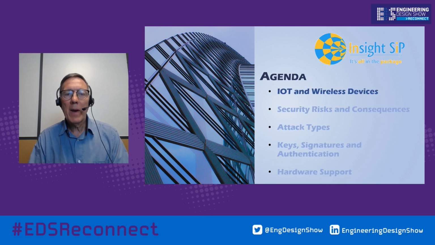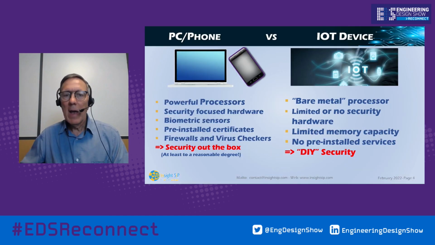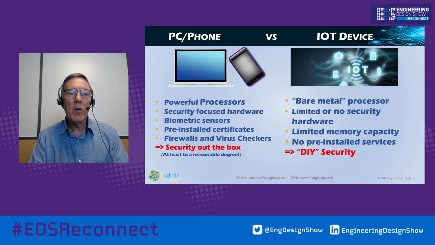So I'll start off by talking about IoT and wireless devices, and I'm going to compare what happens in terms of security in the PC phone world compared to the IoT device world. So if we start off and we look at the PC or the phone world, you have extremely powerful processors, and the hardware has a lot of aspects to help protect you. In a phone, you have a SIM card, which is more or less as strong as a bank card in terms of protecting your identity and making sure it's you that's using the phone and communicating.